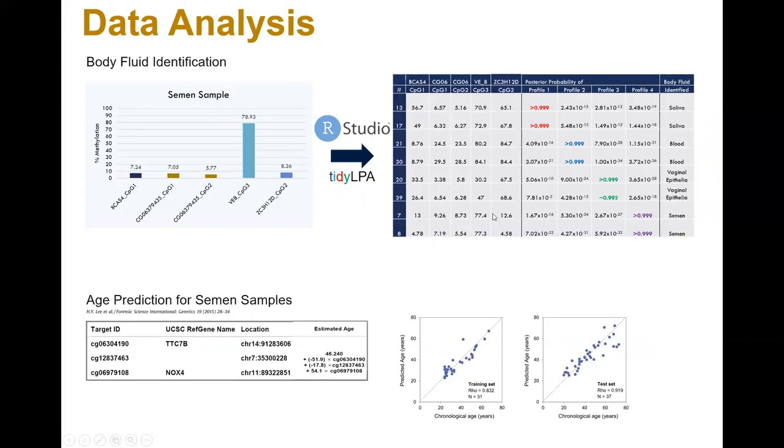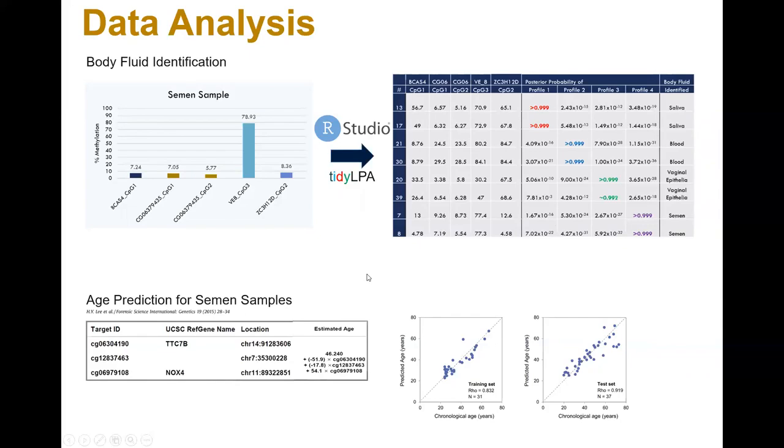I test an unknown, and what I get back are the posterior probabilities that each one of these samples belongs to one of the profiles that corresponds to a body fluid. And so you can see that we get some very, very high probabilities that these samples are saliva, which is correct, blood, vaginal epithelia, and semen. You can also see that the probabilities that these samples belong to the other body fluid profiles can be extraordinarily low.